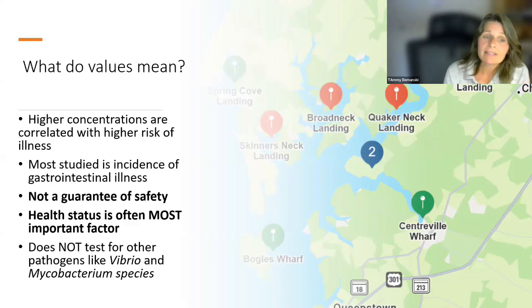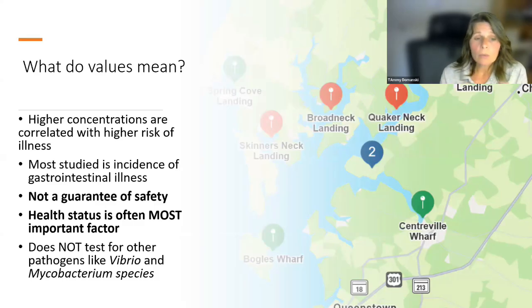And we've also found that health status is often the most important factor. Those that are really young, those that are very elderly, open cuts, immunosuppression, or if you're immunocompromised, that can have a significant effect on your health risk. So this idea of just red versus green is really not informative enough; it really is reliant on a person's health status and own risk.